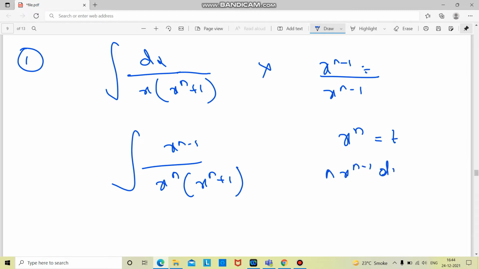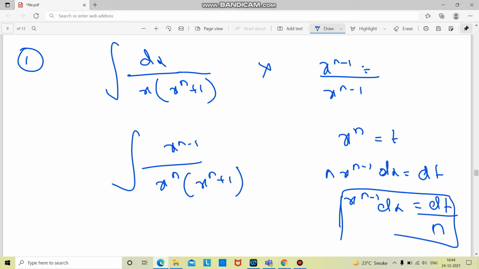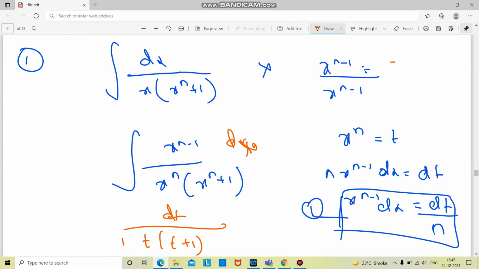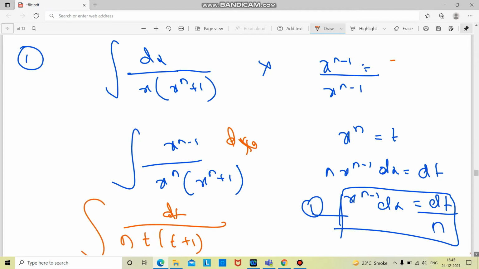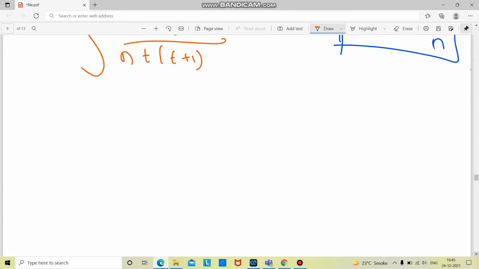x to the power n we can assume as t, and x to the power n minus 1 dx is dt by n. This is our first equation. Then it becomes integration of dt by n into t into t plus 1. Now you can do it easily. I'm not going into calculation.